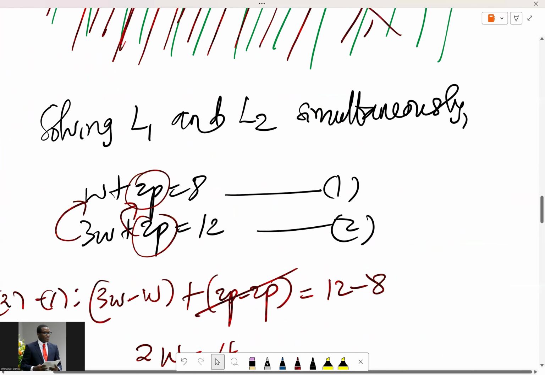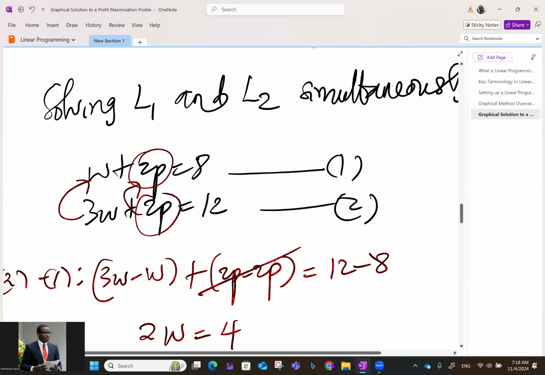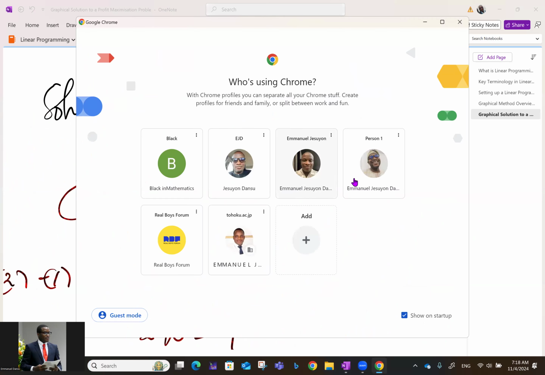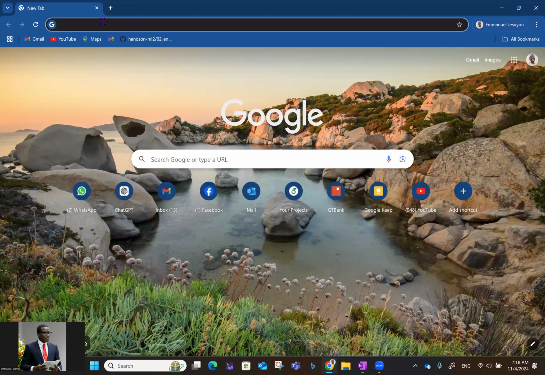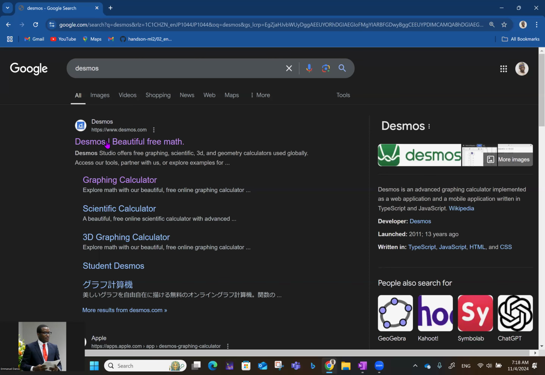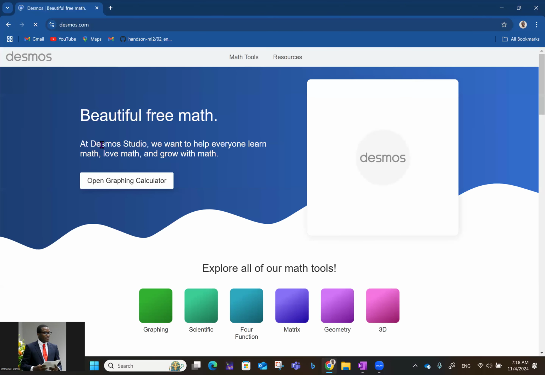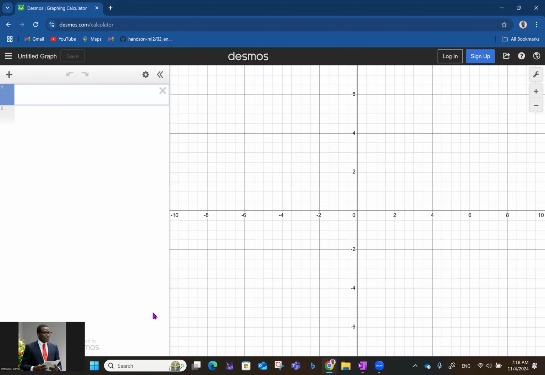Maybe I should even demonstrate Desmos right now. Let me see if I can do that. Let me demonstrate with Desmos. It makes things really easy. So if you want to be very accurate, Desmos can be helpful. It's a graphing calculator. So all you need to do with Desmos is this.